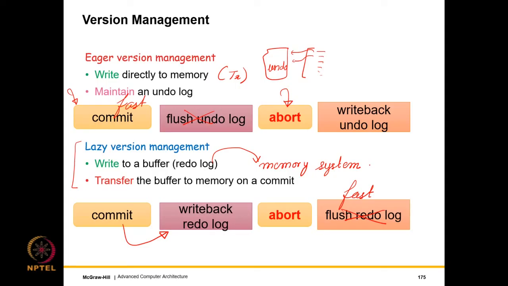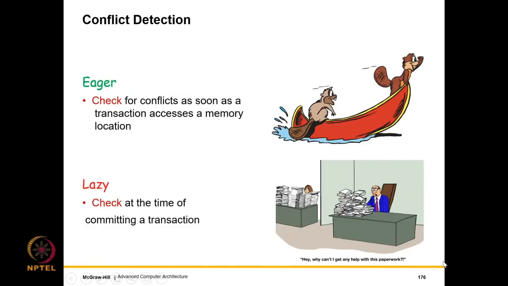So to summarize, there are two approaches. Either we are extremely optimistic and eager, so we directly write to memory, but we maintain an undo log, such that if there is an abort, the state can be fixed. Or we are kind of pessimistic, so we write to a redo log, and if the transaction commits later on, then the writes from the redo log are written to the memory system.